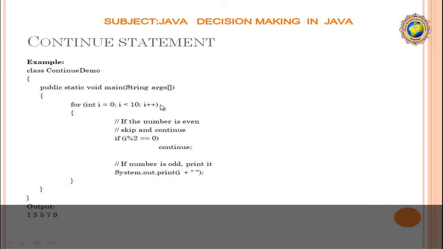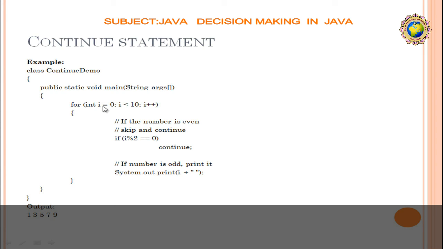So let's see an example of the continue statement. Here the conditions are: I equal to 0, I less than 10, I plus plus. If the number is even, then skip and continue. So we have taken I modulo 2 equal to 0, then continue. If the number is even, then skip and continue, so we do not print the even values. We have to print 1, 3, 5, 7 and 9.